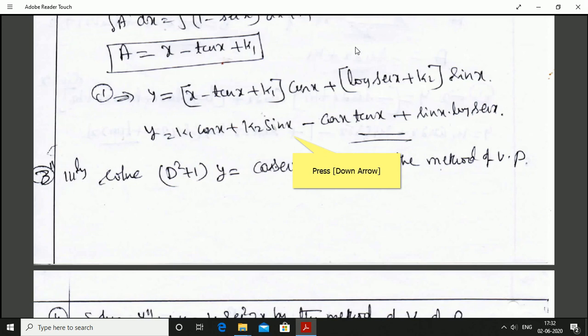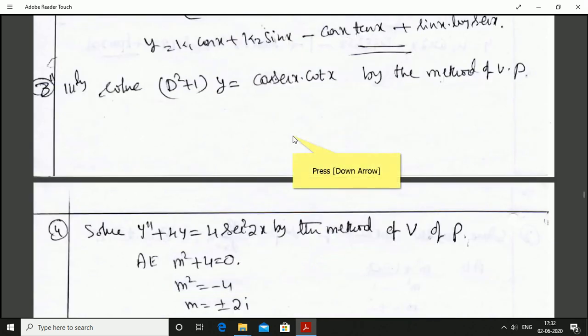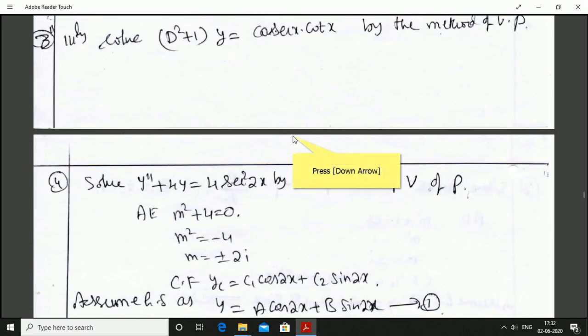Exactly similar to this, this problem is d square plus 1 of y is equal to cosecant x into cot x. There it was secant x into tan x, here cosecant x into cot x. Exactly similar, you can solve this problem.